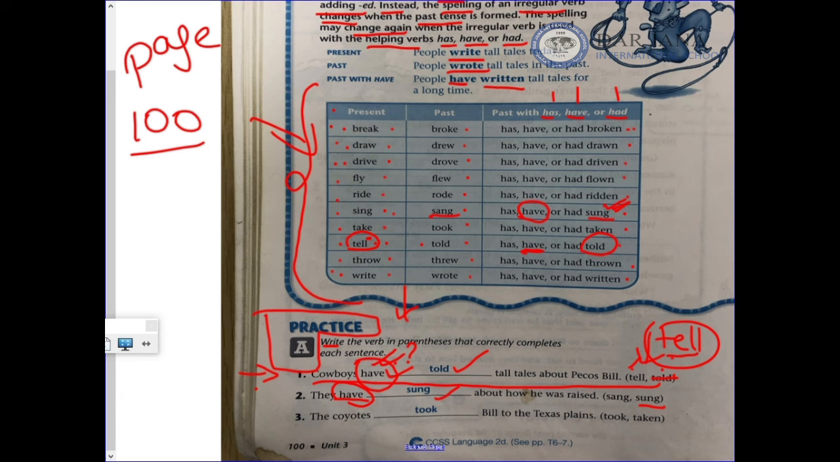Number 3, the coyotes dash to the Texas plains. Is it took or taken? Look here before the verb. Do we have any of the helping verbs? No. We don't have any of the helping verbs. So the word is took or taken. I'm gonna go to take and check. I don't have any helping verbs, so I'm gonna use the irregular verb form that does not come with the helping verb has, have, or had. So the answer is took.